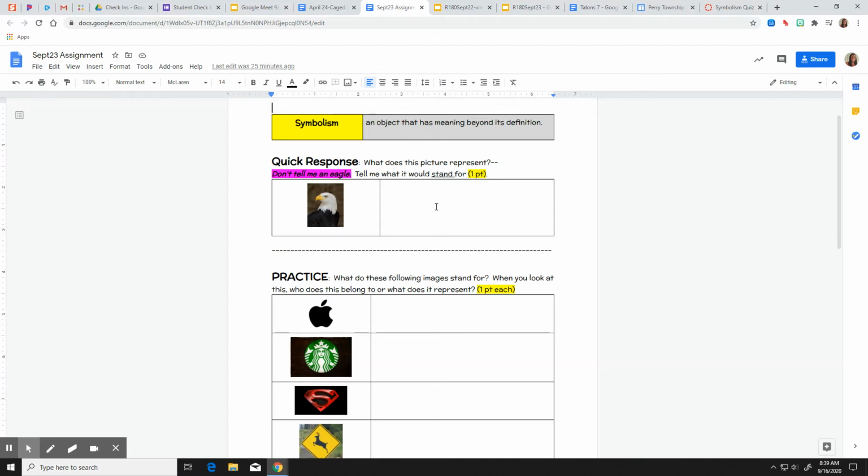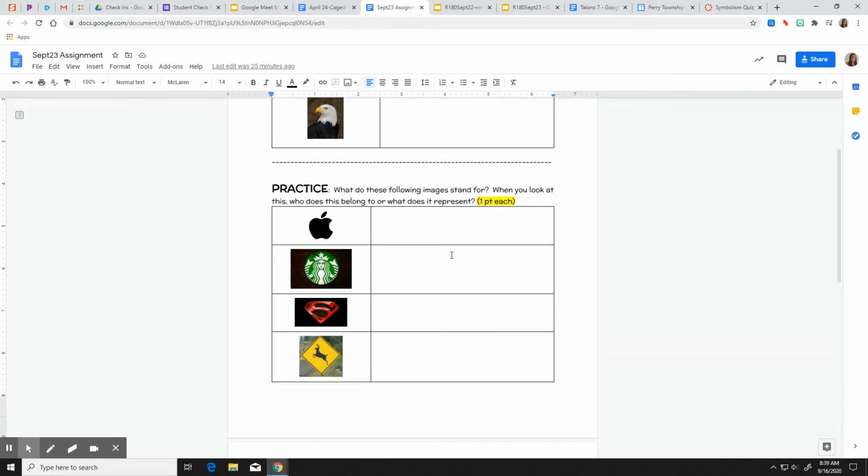I know what the picture is. I want you to tell me, when people typically look at an eagle, what do we say it represents? What does it stand for? Especially in America, what does an eagle stand for? Okay, so I want you to type that in there. And you are getting points for this, so just keep that in mind.